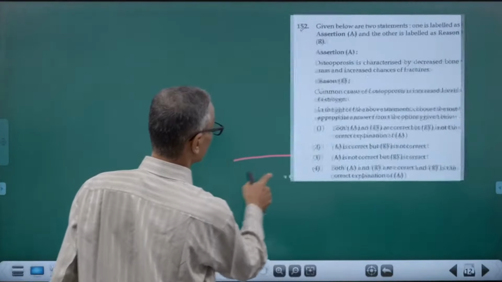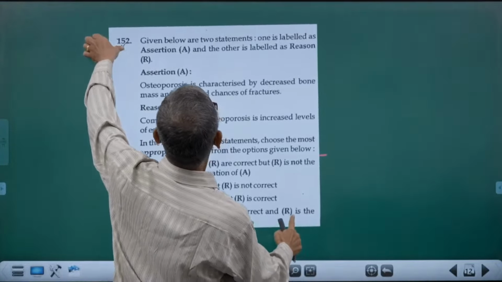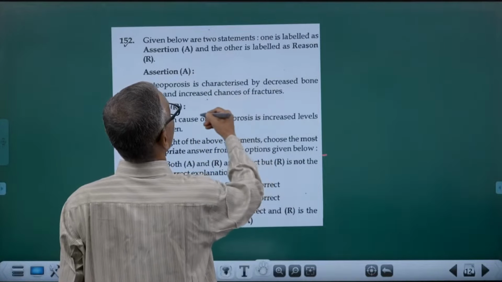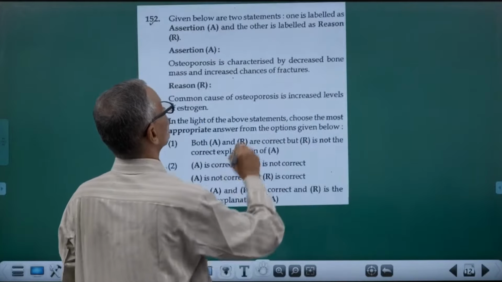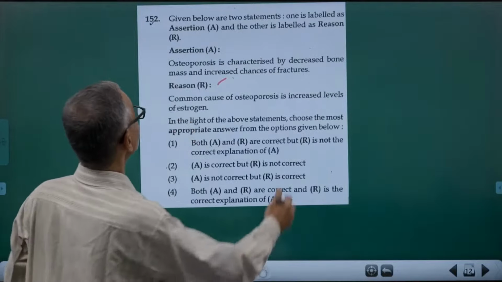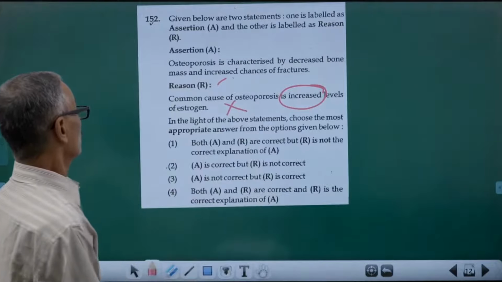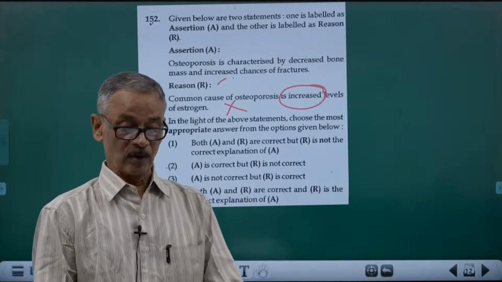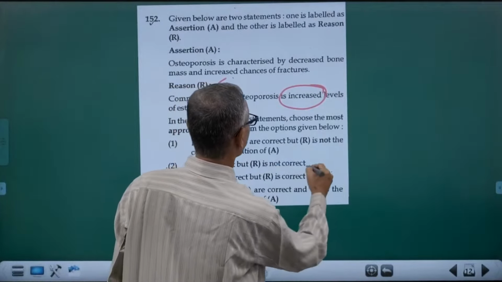Again, we are having another assertion reason type question. Here we have: osteoporosis is characterized by decreased bone mass and increased chance of fracture. Common cause of osteoporosis is increased levels of, actually it is decreased levels of estrogen. Okay, it is given as such in our books. So please understand that A is correct and R is not correct.